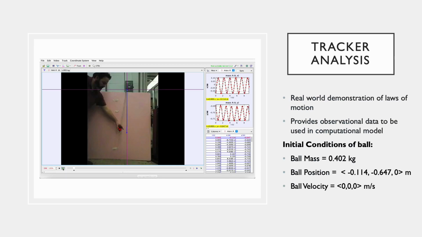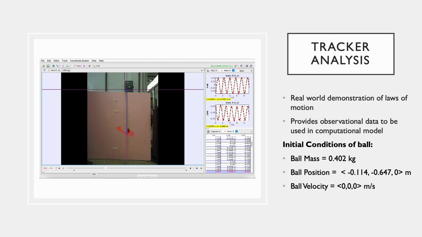Here is my tracker analysis, which is a real-world demonstration of the laws of motion. And as you can see to the left, it provides this observational data to be used in the computational model. The initial conditions of the ball, or the mass, is that the mass is 0.402, the position and the velocity are also below.